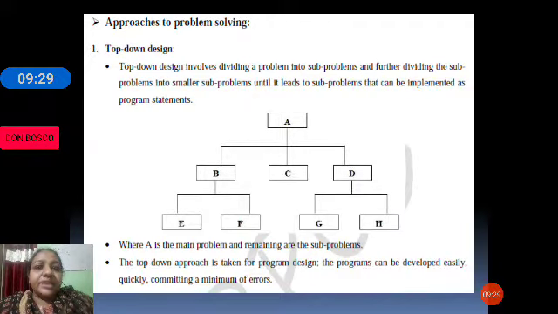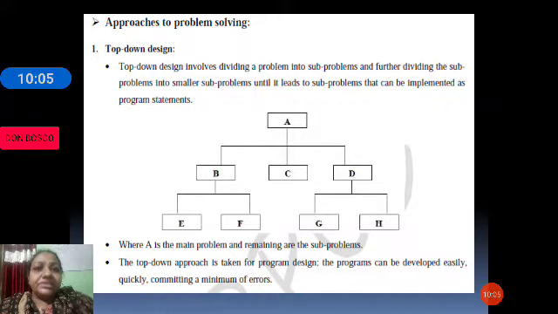As you see in the example, we have a problem A. Problem A is not solved as one single big problem. Instead, problem A is further divided into B, C and D. Problem B is again divided into E and F. Problem C is not divided. It's not compulsory that it must be divided. Problem D again is divided into G and H.